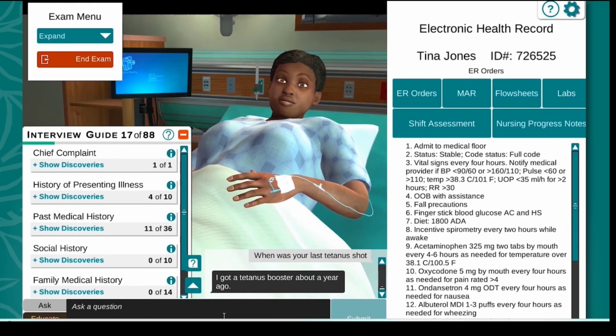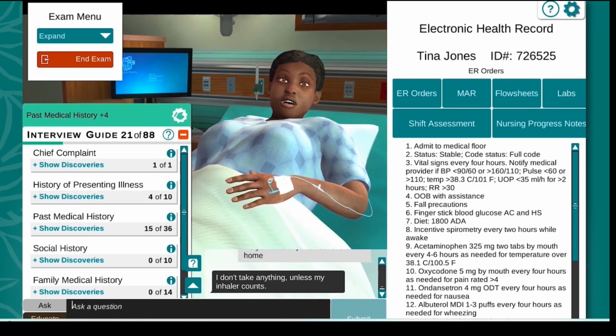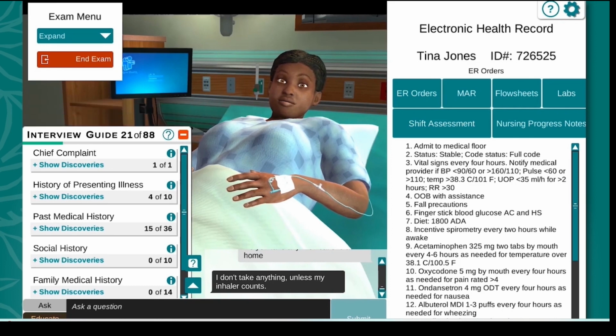Finally, you need to ask about all of her home medication use. Do you take any medications at home? I don't take anything, unless my inhaler counts. That definitely counts. You will need to get some more information on that while you're doing your assessment.